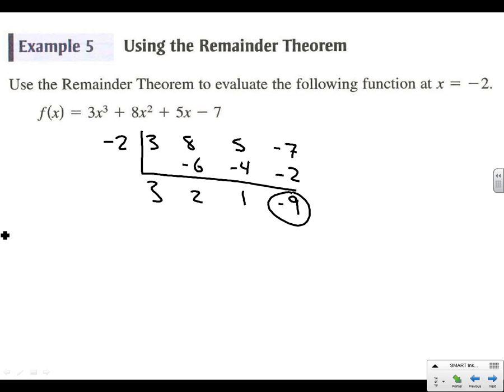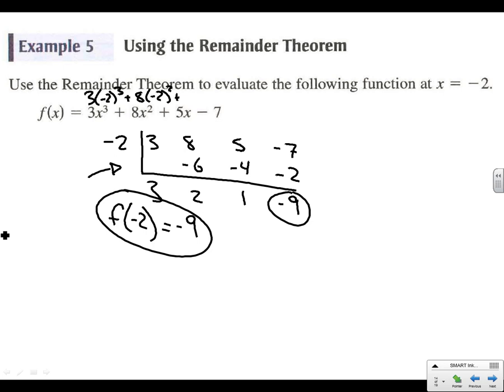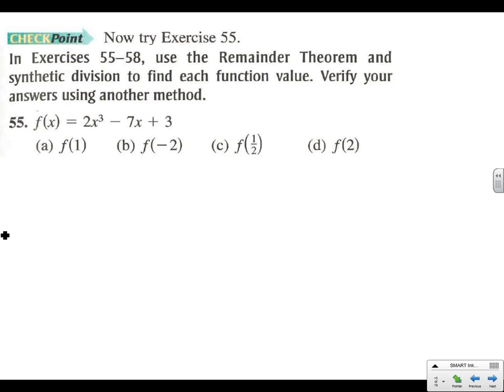What that means is that if you were to plug negative 2 back in, you get negative 9 as your y value. So you save the time of having to do 3 times negative 2 cubed plus 8 times negative 2 squared plus, all the way through. Instead of having to plug them in like that, you can use synthetic division, boom, to get your y value. It's a great option if we have to find y values. So there are 2 options: plug them in, or use synthetic division quickly to pull out what your y values are for the given x's. Problem 55.